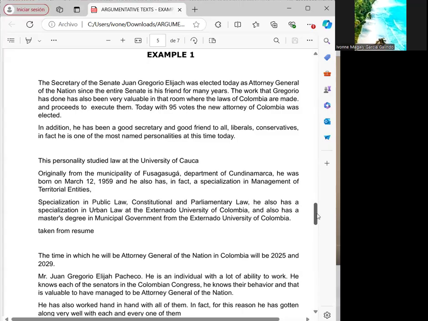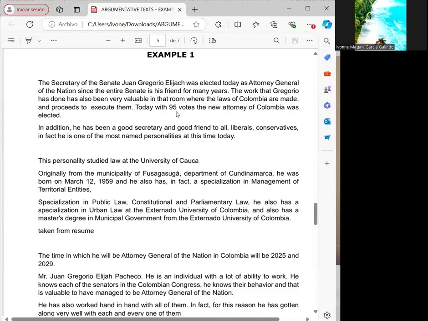And that's a controversial subject. But if you see the way she's giving the information, it is just informative. So let's see. She says, the Secretary of the Senate, Juan Gregorio Elijash, was elected today as Attorney General of the nation. Since the entire Senate is his friend for many years, the work that Gregorio has done has also been very valuable in that room where the laws of Colombia are made, and proceeds to execute them.